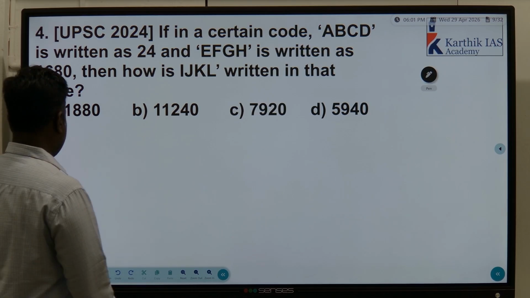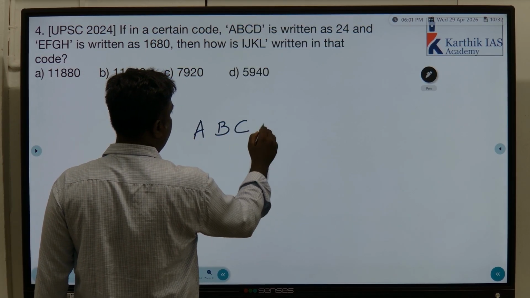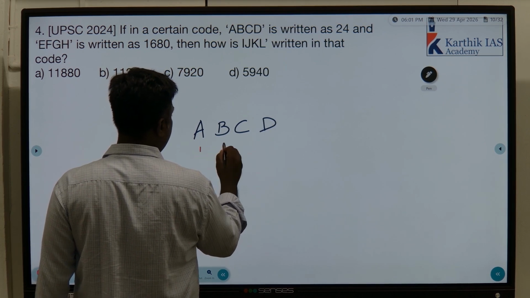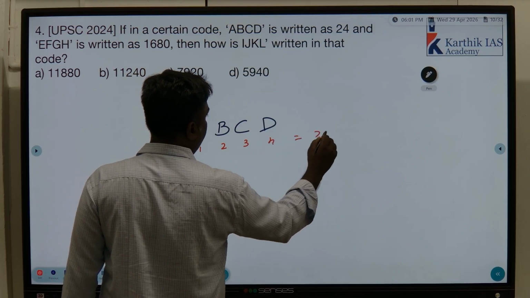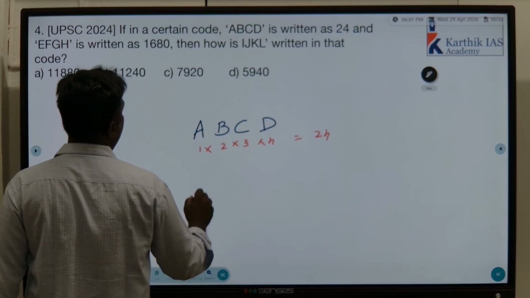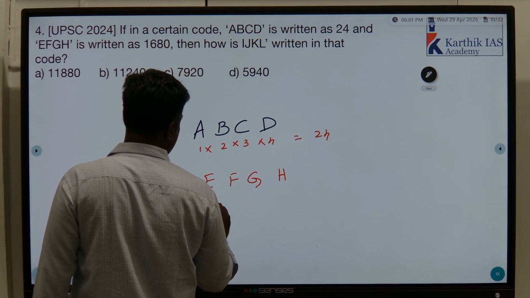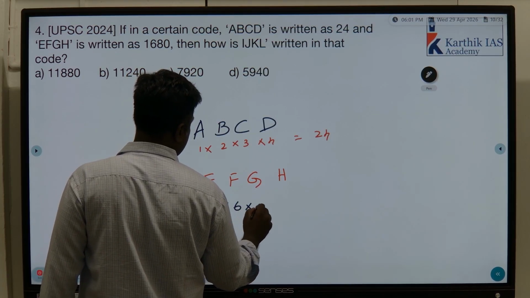A, B, C, D is written as 124. See, A, B, C, D we know are 1, 2, 3, 4. 24 means obviously they are the product. If you want to confirm, E, F, G, H is 5, 6, 7, 8.